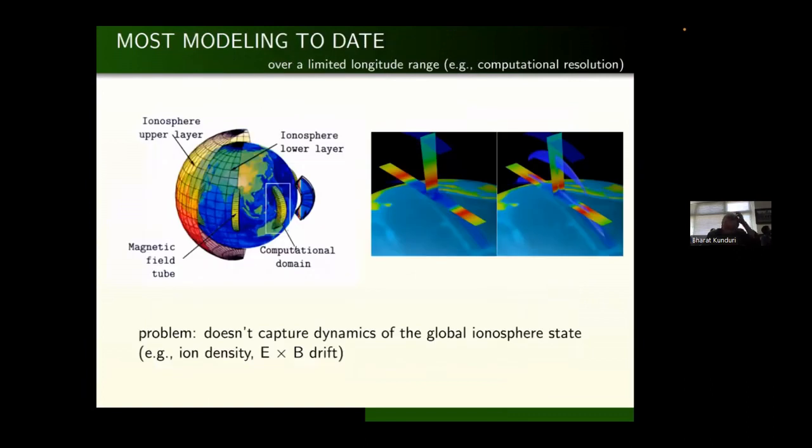All right, so most modeling today by myself and others, rather than try to model the entire globe and do it self-consistently with everything, what was done is, for computational regions, you just take a small section of the ionosphere, like this little flux tube-like region here, maybe going from 90 kilometers to a couple of thousand, plus or minus maybe 30 degrees or so in latitude.